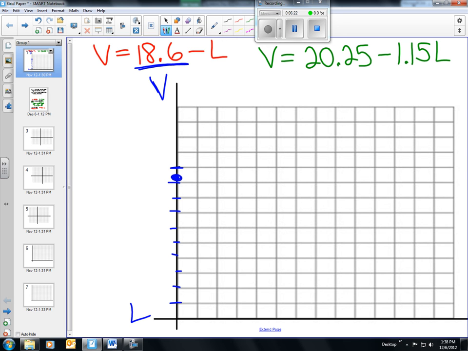And then we have a slope of negative 1 in this equation. So we're going to be going down 1 for every box on the horizontal axis. Down here on the bottom, the L axis is the horizontal axis. So if this is 18.6, then going down, we would have to go to here. And again, we're just going to keep going downward in a constant pattern.